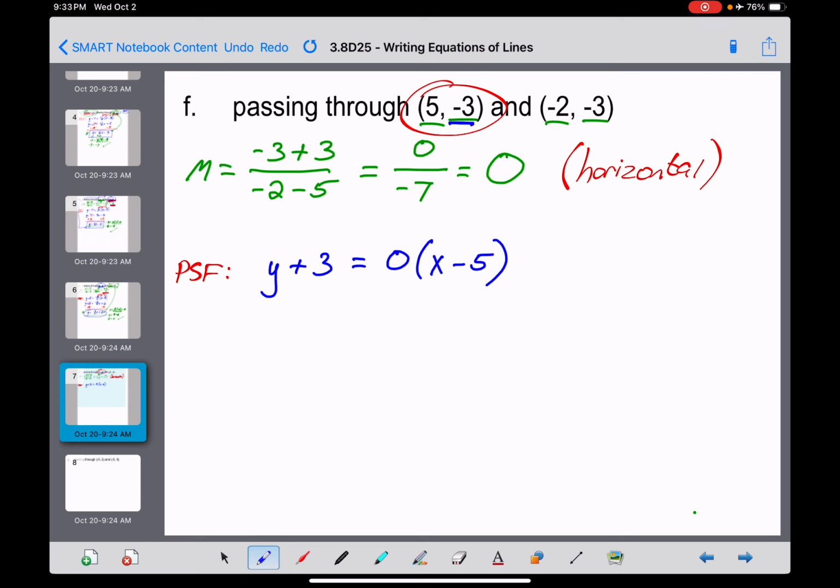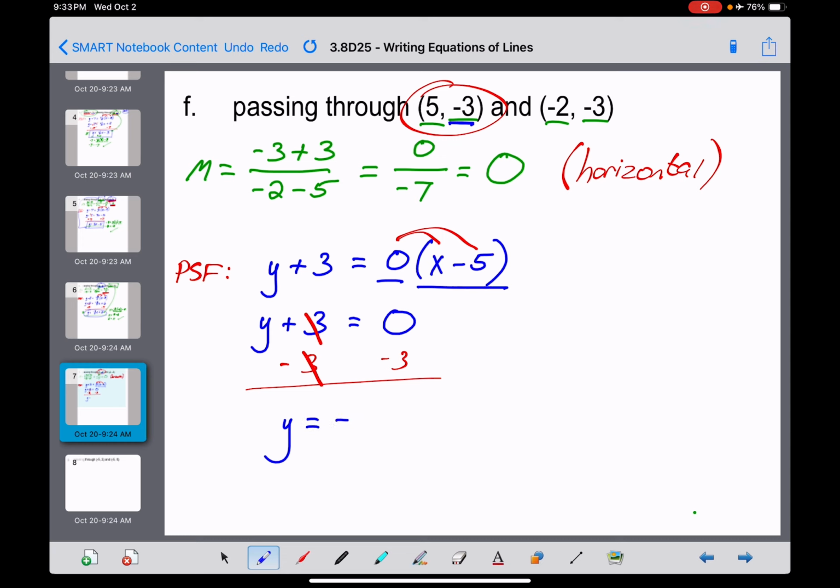But in slope-intercept, we would solve this for y first by distributing. Well, this is going to be interesting. Y plus 3 equals 0 times anything is always going to equal 0. The x is going to drop out right here because it got multiplied by 0. And now to solve for y, all we do is subtract 3 on both sides. And that gives us our final answer of y equals -3.